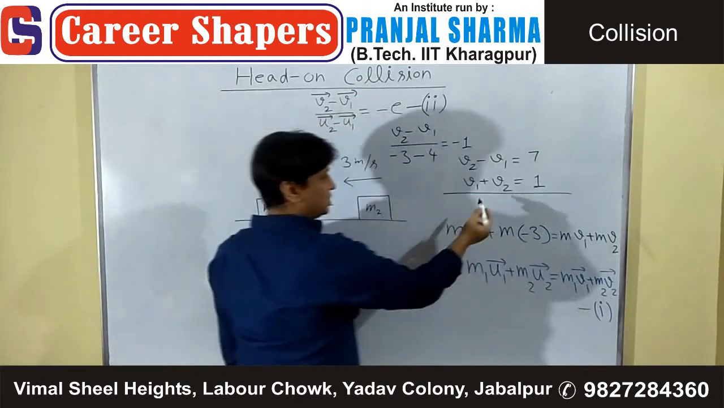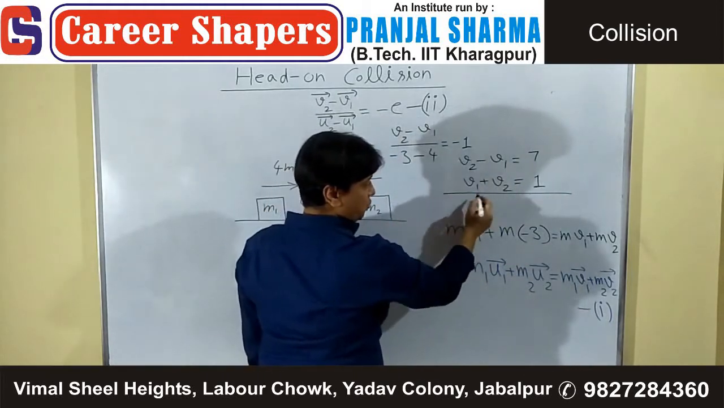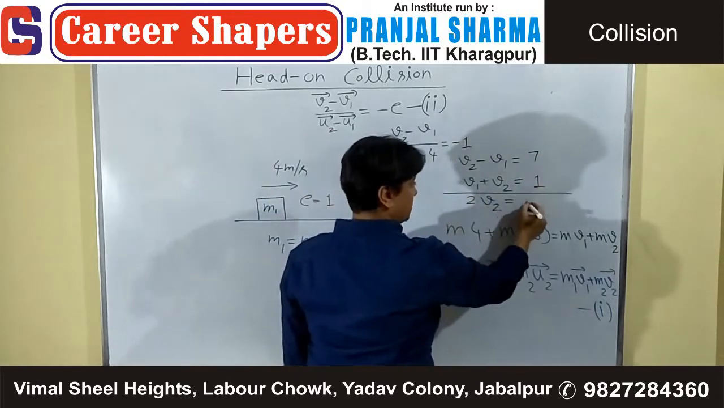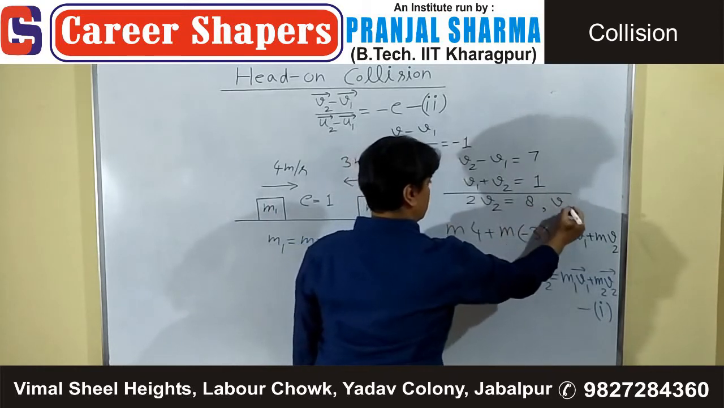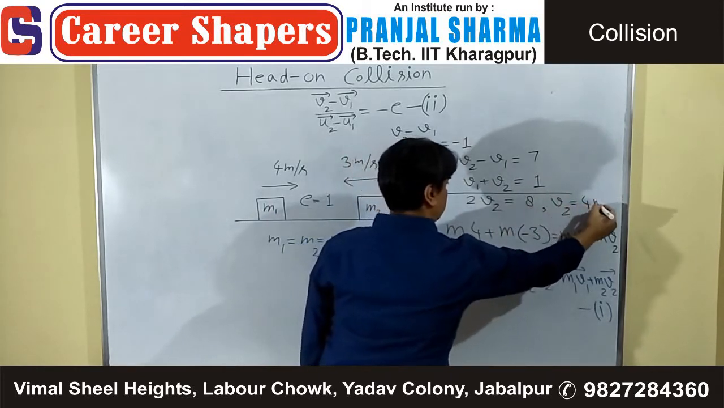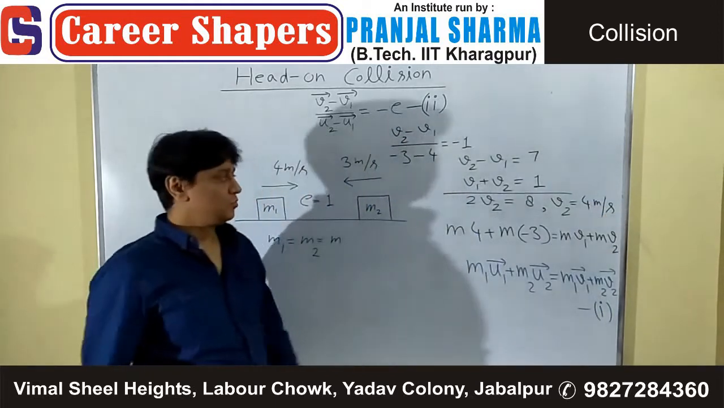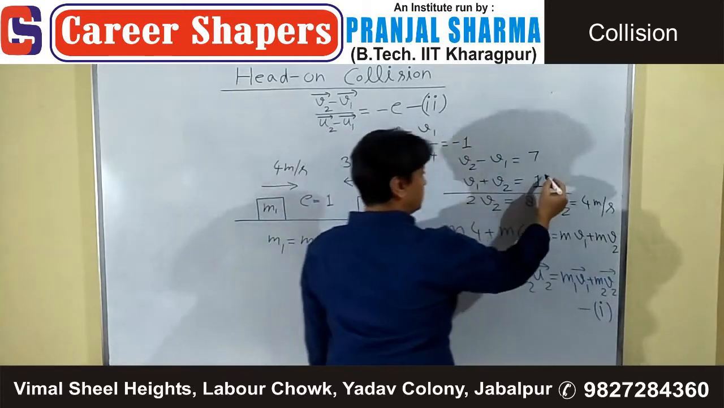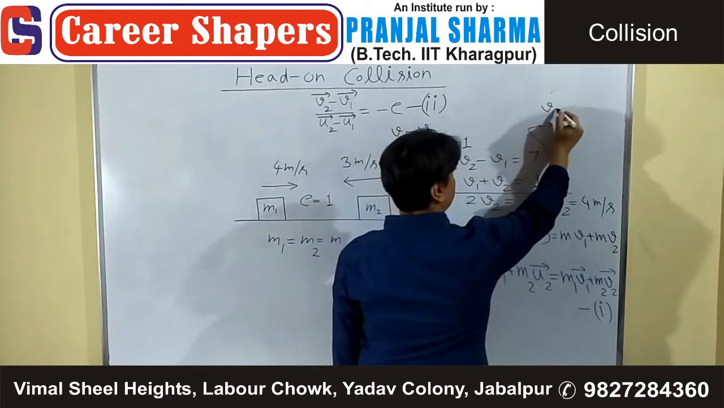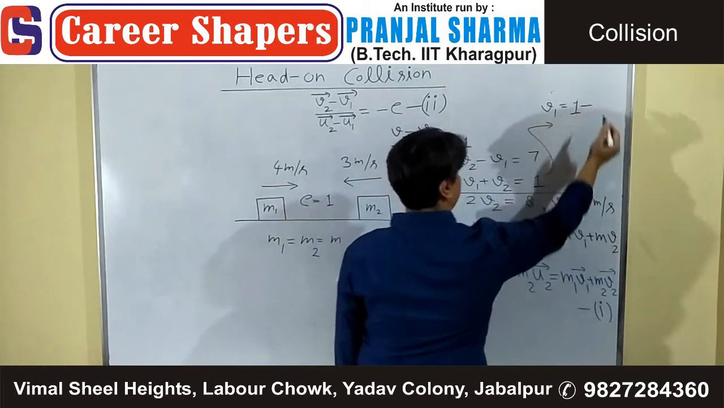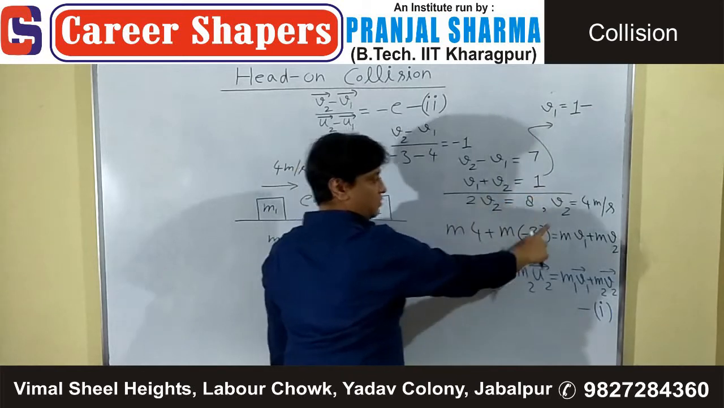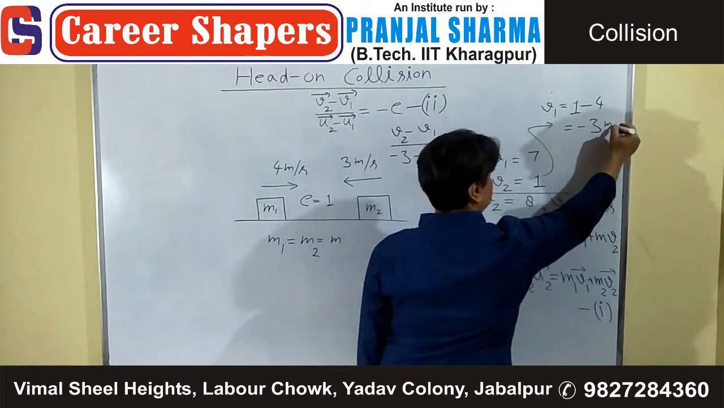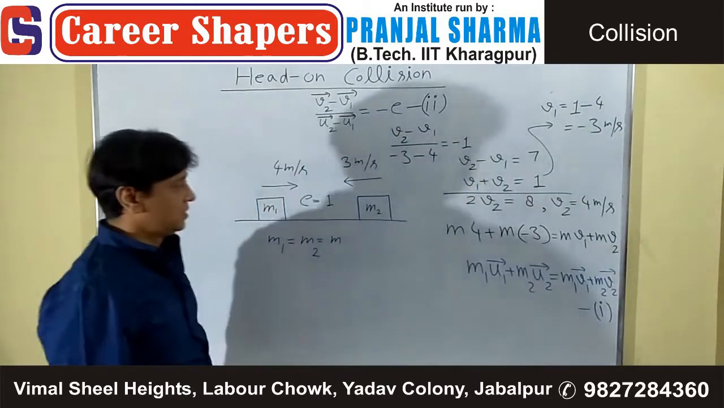Let's add these equations first. V1 and V1 cancel. V2 plus V2 gives us 2V2. 7 plus 1, 8. From this we got V2 as 8 upon 2, that is 4 meters per second. Now let's find out V1. Let's use this equation. V1 is 1 minus V2. And what's the value of V2? 4. This is 1 minus 4, which is coming minus 3 meters per second.